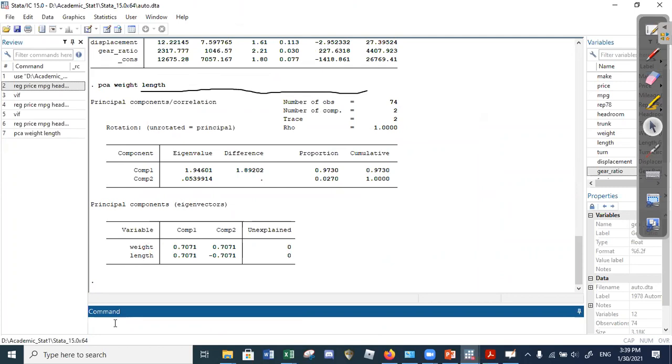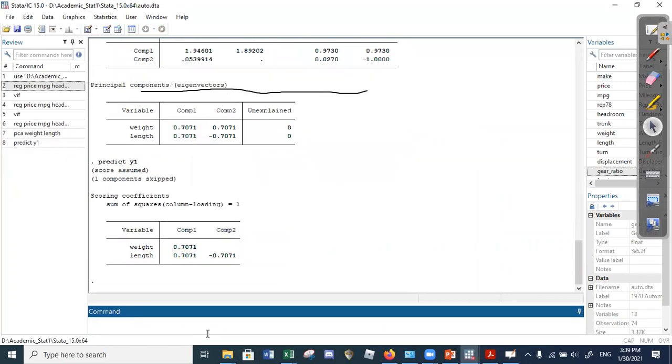And then you should just say predict and give it a name of y1. These are actually the two weights which I was talking about, the weights which will be assigned. In this case, equal weight is assigned to weight and length.